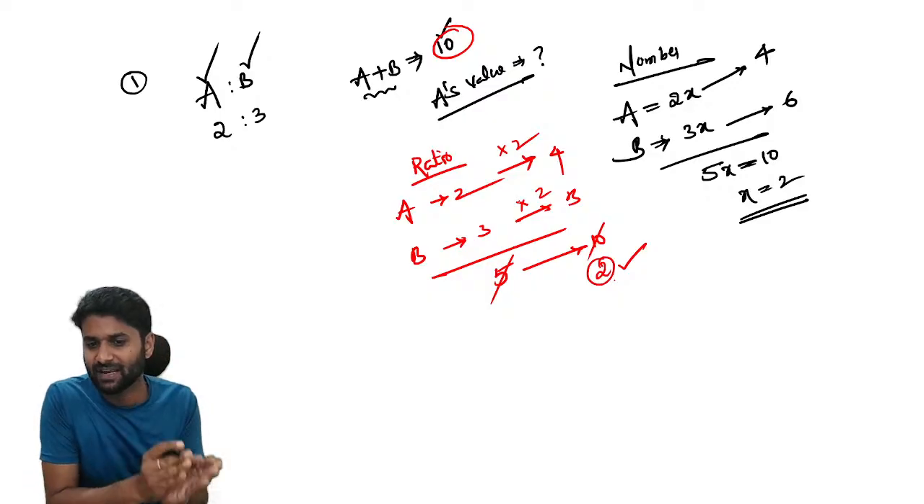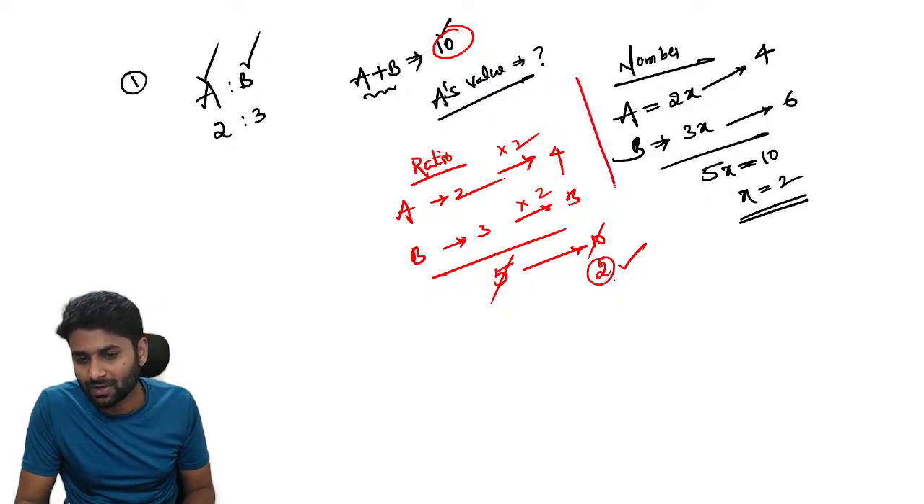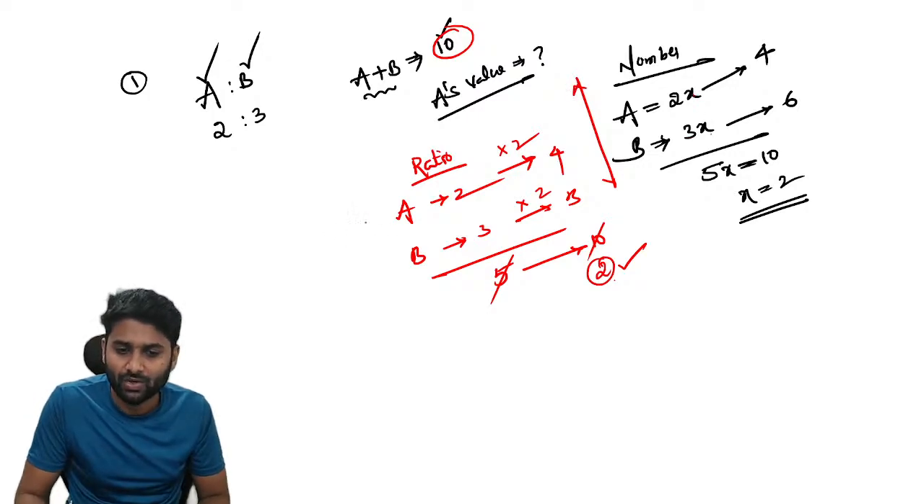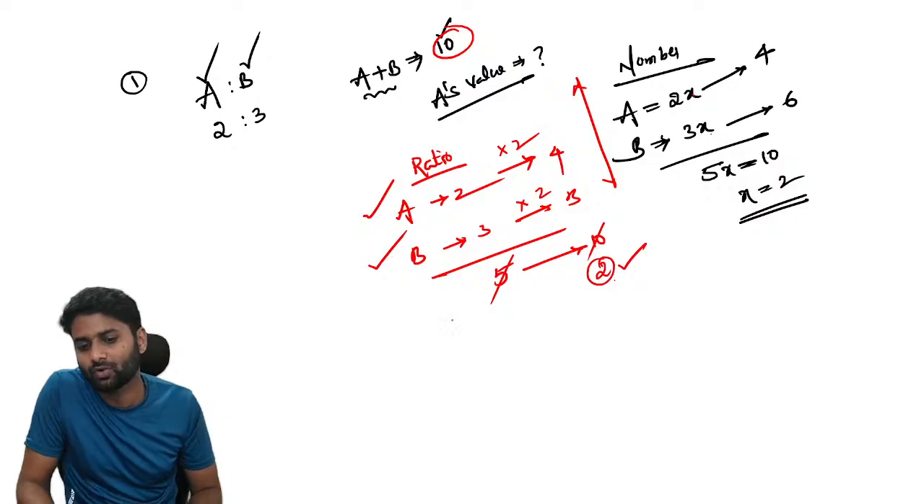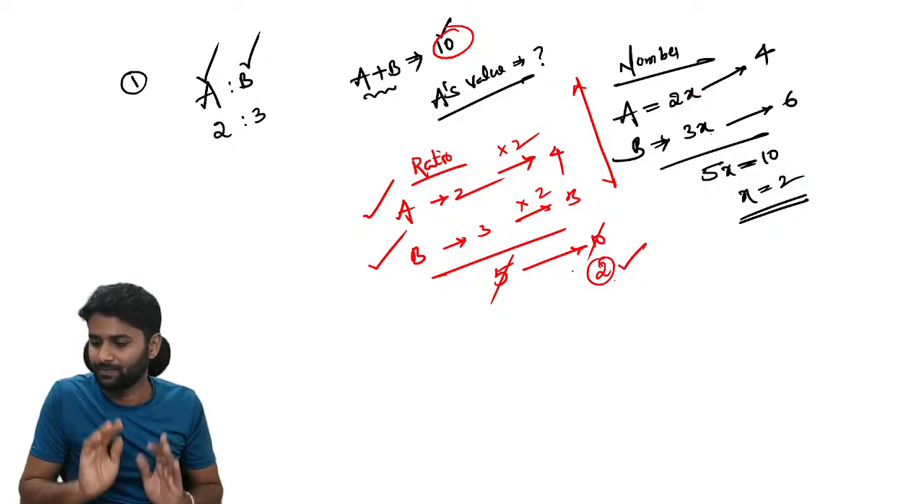The difference between ratio and number: if you want to convert it into the direct numbers, you have to place one quotient value. Otherwise, you can assume these are the values, then you have to compare with the original value. Is it clear?